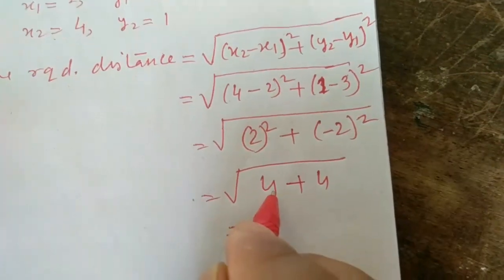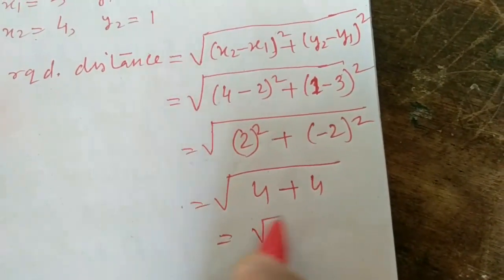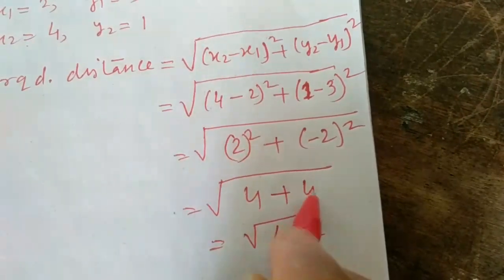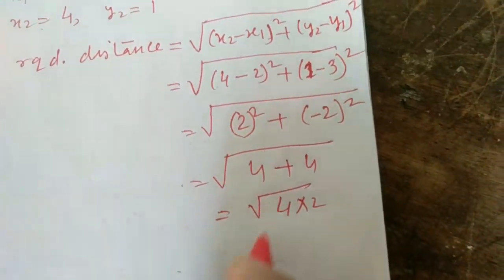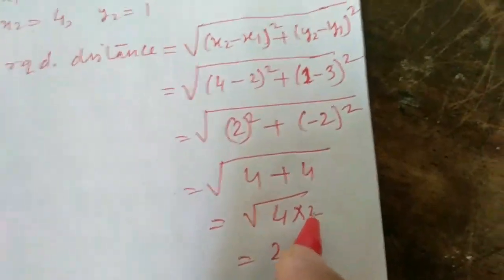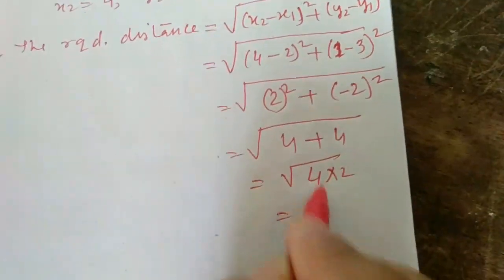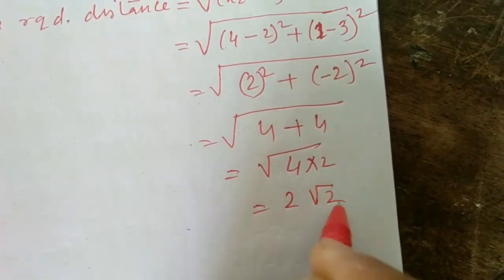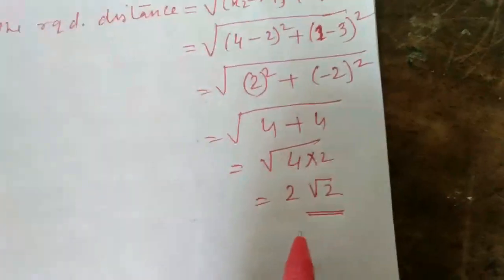Okay, so 4 plus 4 we can write like this, 4 into 2, same meaning. 4 into 2 is your 8, 4 plus 4 also 8. So square root of 4 is 2 and we cannot find the square root of 2, so it will remain as it is. This is the answer.